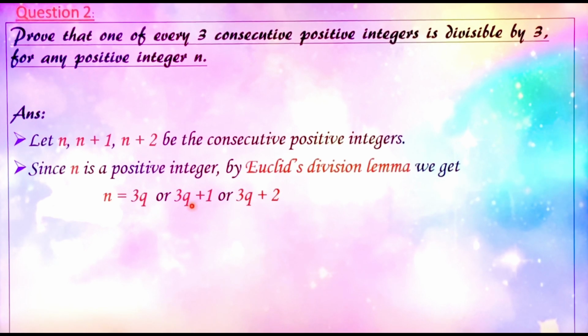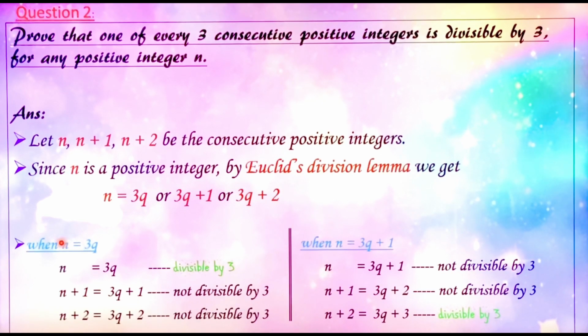So, applying this, when n is equal to 3q, the consecutive numbers become 3q, 3q plus 1 and 3q plus 2. Among these, only n is equal to 3q is divisible by 3. When n is equal to 3q plus 1, we get the numbers 3q plus 1, 3q plus 2 and 3q plus 3. In this, only n plus 2 is equal to 3q plus 3 is divisible by 3.